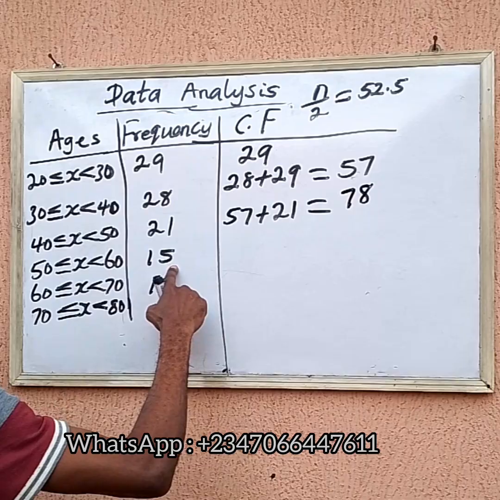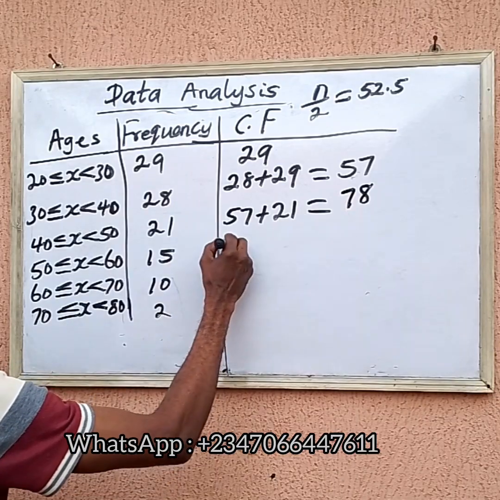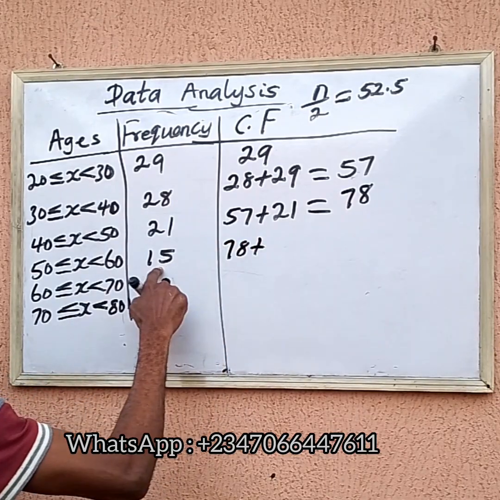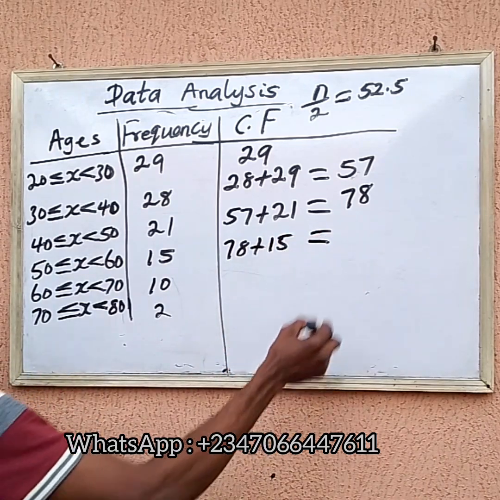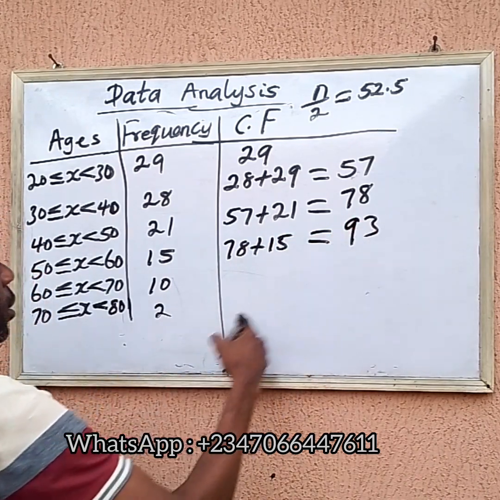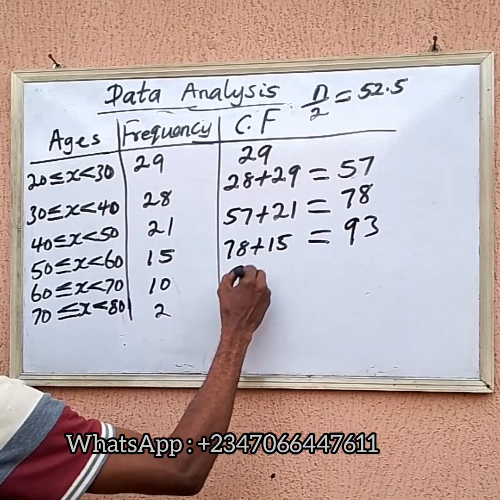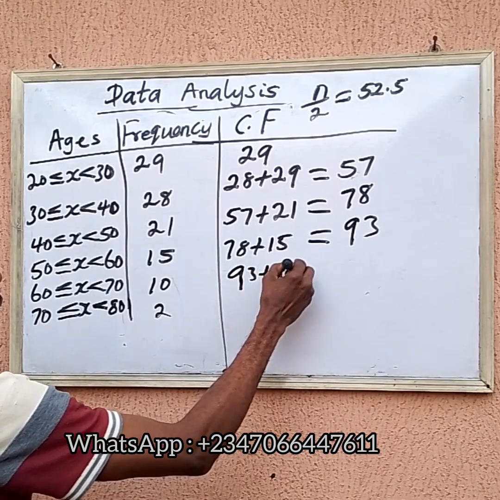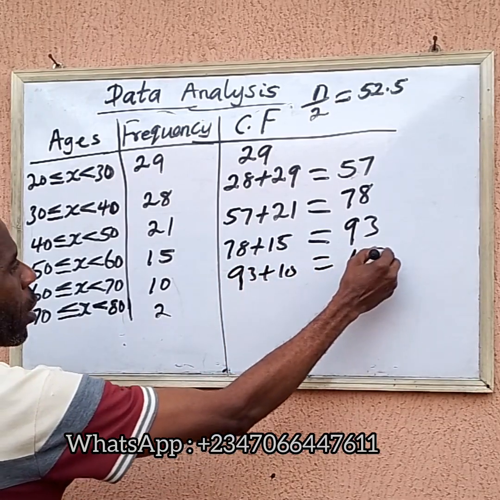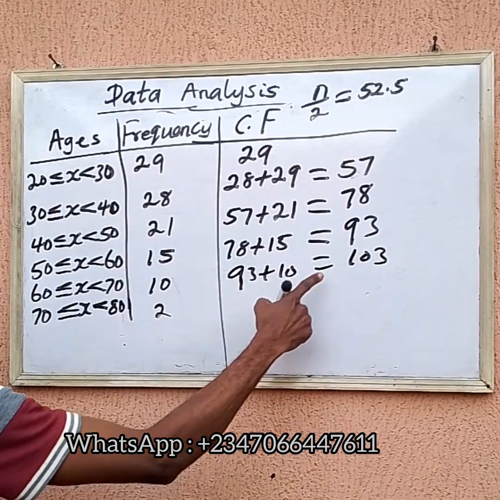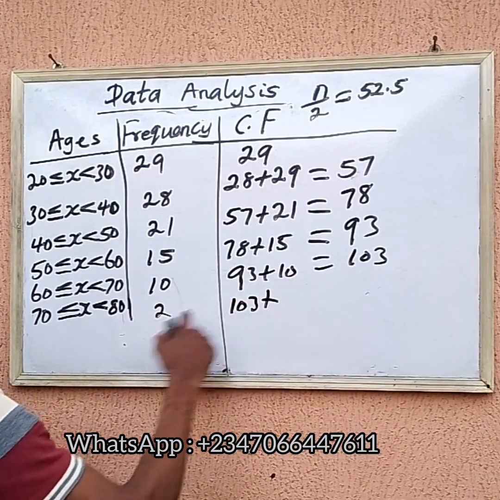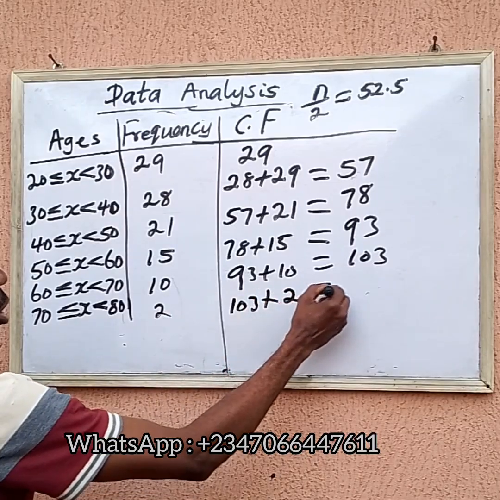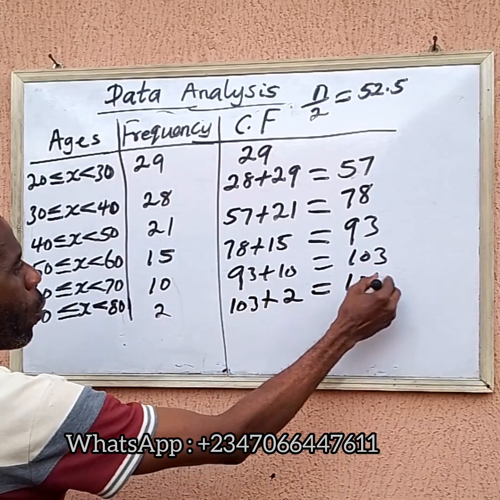Then to get the next one, it will be this 78 plus this 15. This will give us 93. Then to get this one, 93 plus 10 is equal to 103. Now, the cumulative frequency of this one becomes 103 plus its own frequency, and it will give us 105.